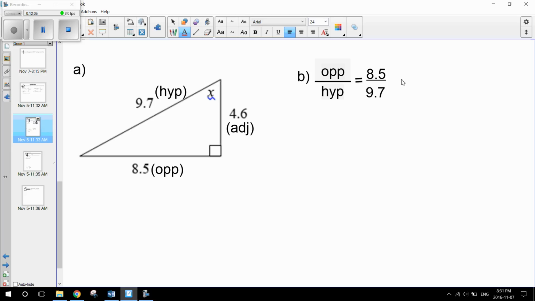And remember, we want this in decimals, so we need to plug that into our calculator. 8.5 divided by 9.7. So when we plug that into our calculators, we get 0.876 with a bunch of other decimals. But remember, just round to 3 decimal places, so we end up with 0.876.